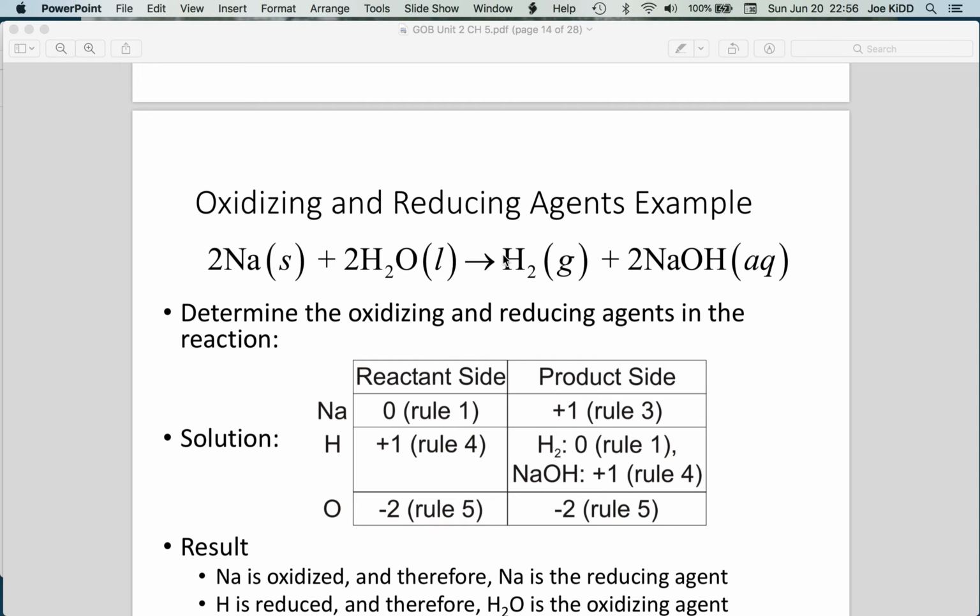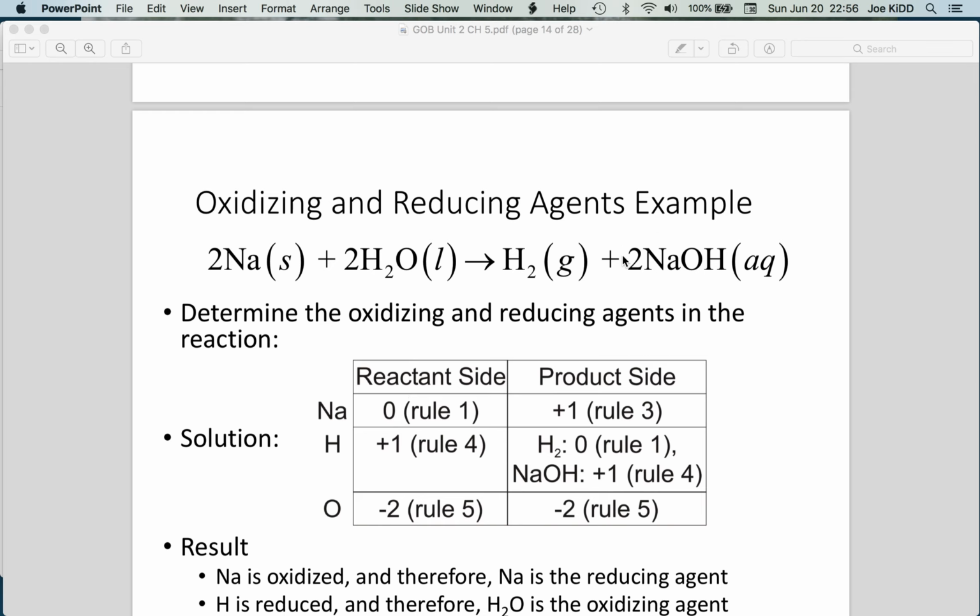Okay, let's move on. Before we can figure out which is the oxidizing agent and which is the reducing agent, we have to go through and look at what happens to each of these atoms as they go through this process. So let's start with the sodium. The sodium on this side is sodium solid. This is in its elemental state. So these sodium atoms on this side would be 0 for their oxidation number.